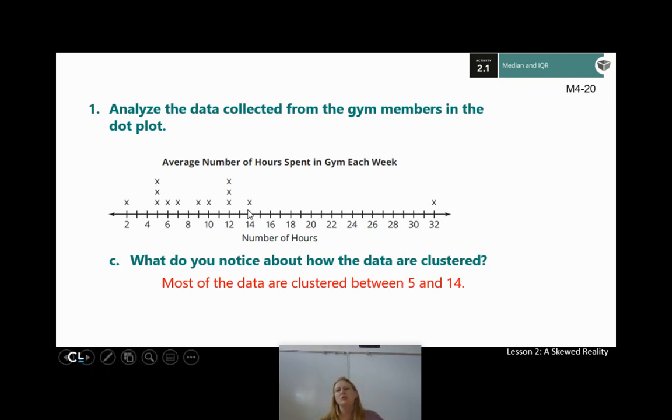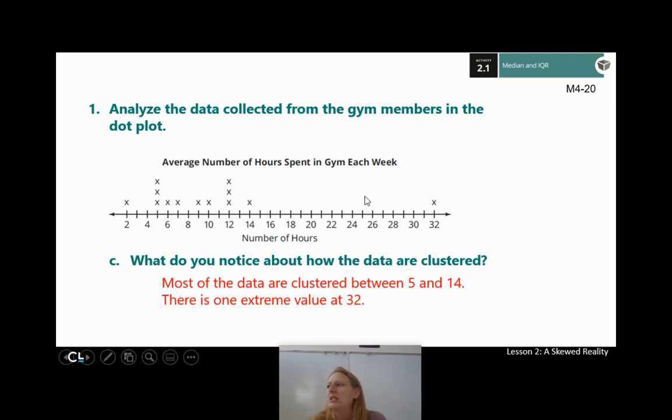I also am going to make a note that while 2 is pretty low, I'm not going to judge anybody for only going to the gym 2 hours a week because it's more than I go. So I'm not going to judge too much. But I'm going to be judgy about this guy. Okay, dude, the guy spending 32 hours a week at the gym, get a job, okay? That is a very extreme value. So I'm just going to make a note here that that guy feels a little extreme.